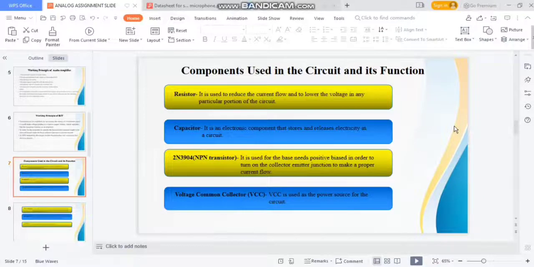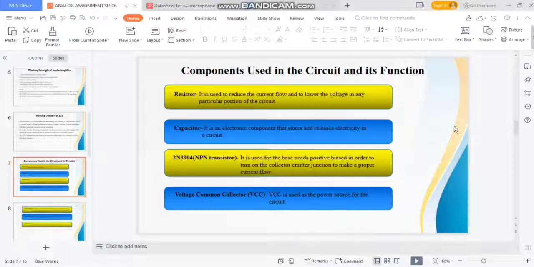Selamat sejahtera, I am Suashni. Today I am going to present the components used in the circuit and their functions. First is the resistor. It is used to reduce the current flow and to lower the voltage in any particular portion of the circuit. In this assignment, we used 4 resistors. Resistor 1 is 5 ohm, resistor 2 is 5 ohm, resistor 3 is 10 ohm, and resistor 4 is 5k ohm. And then the capacitor.